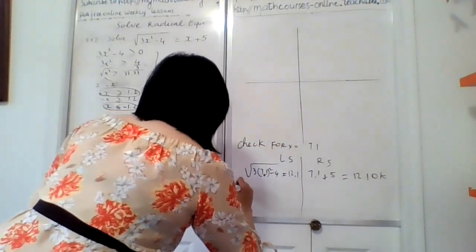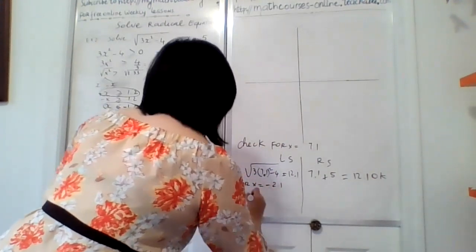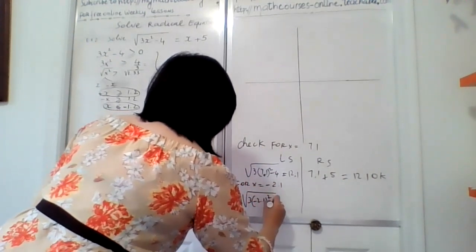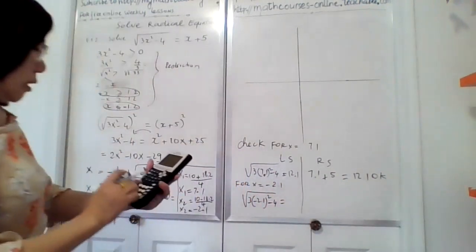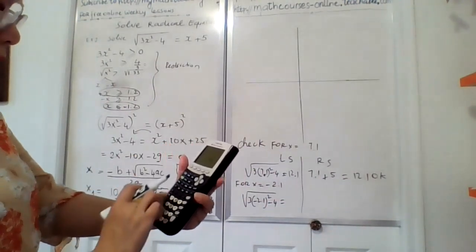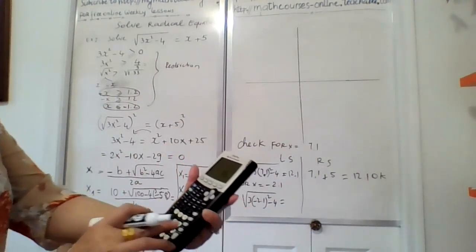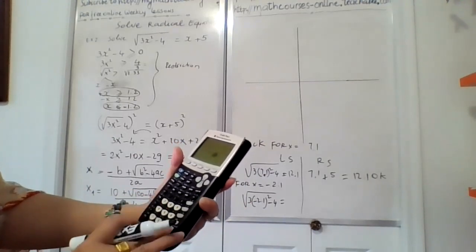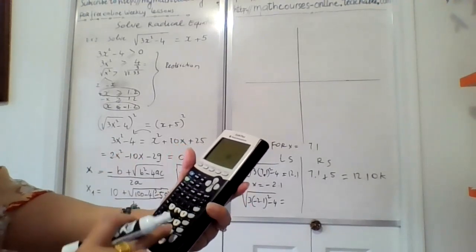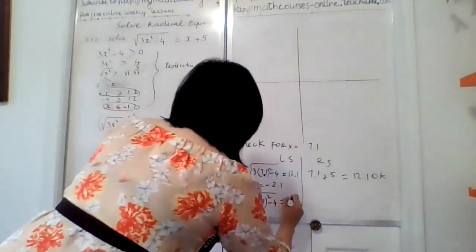Now let's check the other one. For x equal to minus 2.1, we will have the square root of 3 times minus 2.1 squared minus 4. And let's see how much it will be. So 2.1 squared times 3 minus 4 will be 9.23. So we take the square root of 9.23. The answer is 3.3. The answer is just 3.